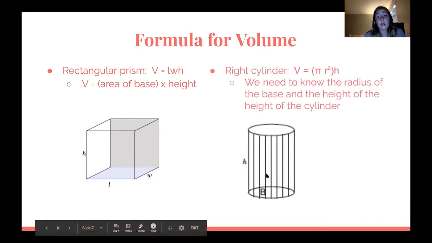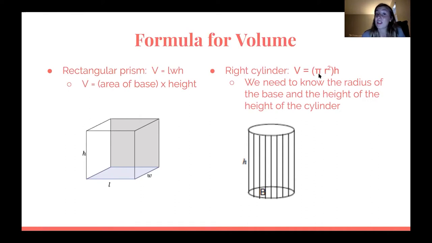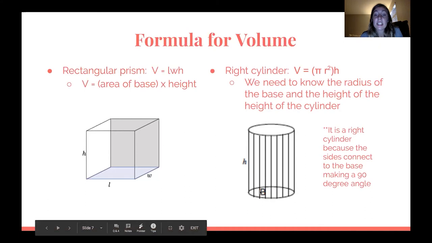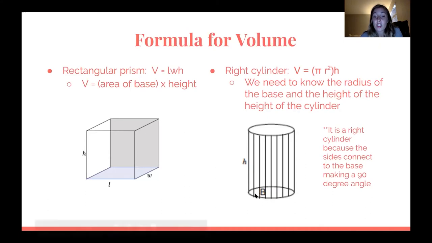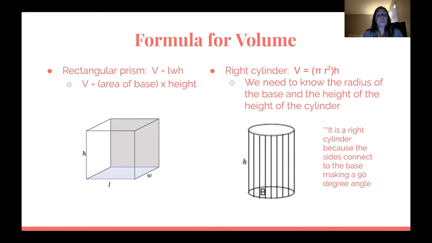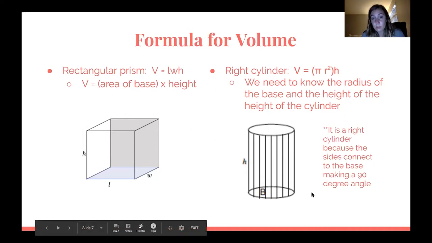For a right cylinder, our equation is volume equals pi r squared, which is also the same thing as the area of a circle, times our height. We need to know the radius of the base and the height of the cylinder in order to figure out the volume. But this in particular is a right cylinder, and this is the only type of cylinder we're going to be looking at throughout this lesson. It's a right cylinder because the sides of the cylinder connect to the base, making a 90-degree angle. And that's at any point. So if you see all these lines, this is the side of the cylinder and this is where it touches. So the angle is always going to be 90 degrees, making it a right cylinder.